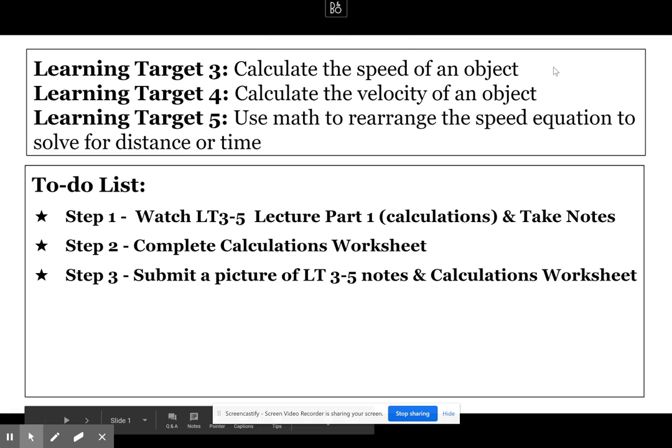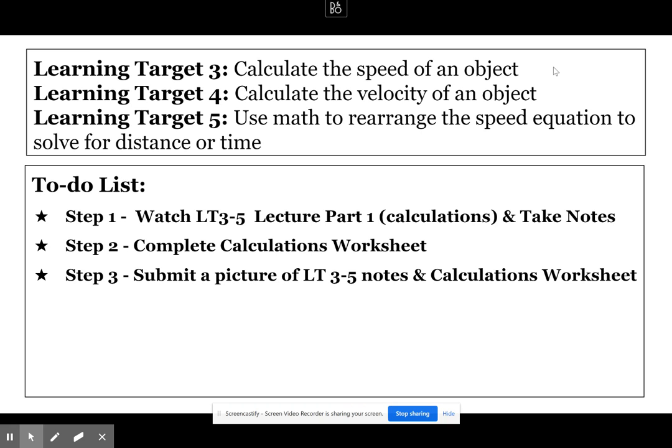Hello, everybody. So today we're going to be working towards 3 different learning targets. We're going to be starting with learning target 3, calculate the speed of an object. Learning target 4, I can calculate the velocity of an object. And learning target 5, use math to rearrange the speed equation to solve for distance or time.